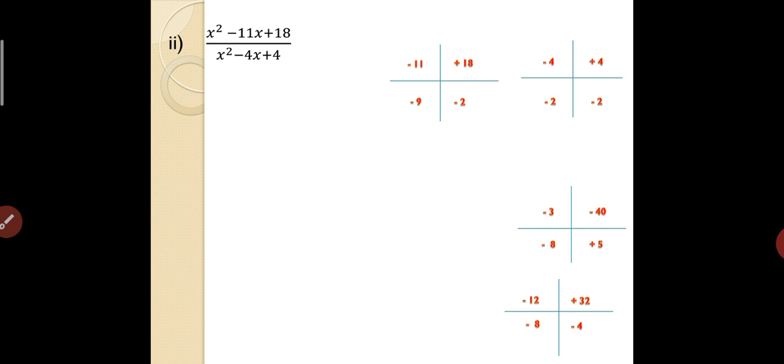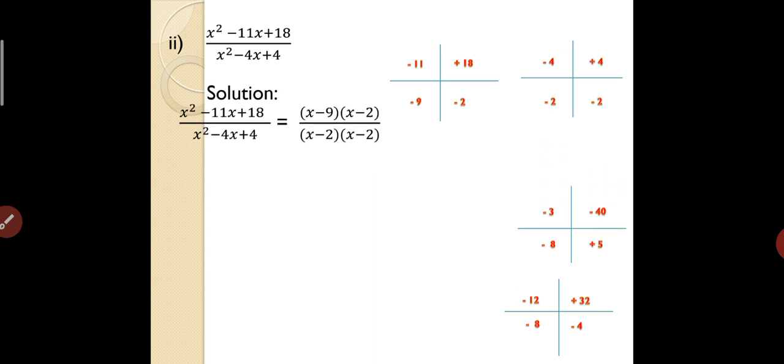Second question: (x² − 11x + 18) divided by (x² − 4x + 4). Solution: (x² − 11x + 18) divided by (x² − 4x + 4). Now you see the numerator, it is a quadratic polynomial, not a quadratic equation. So we can factorize.